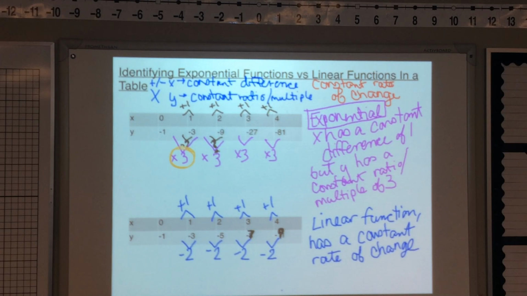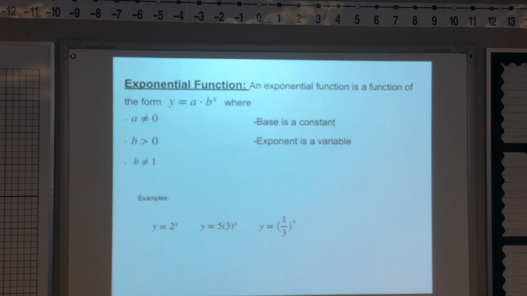Okay, so that's the difference between a linear function and an exponential function. Okay. So exponential functions. In a linear function, we have y equals mx. Okay, we have y equals mx plus b. We have ax plus by equals c. And we had that y minus y1 equals m times the quantity of x minus x1.